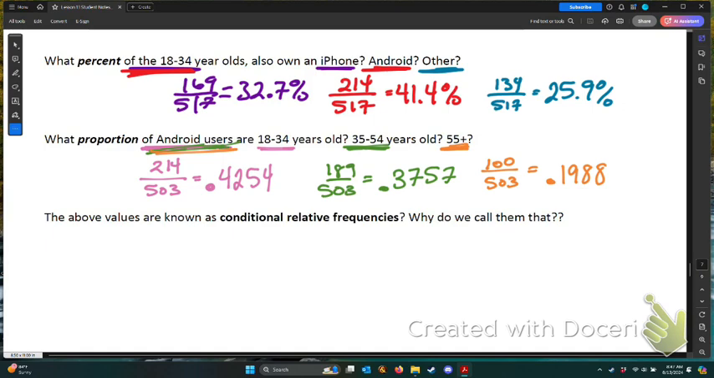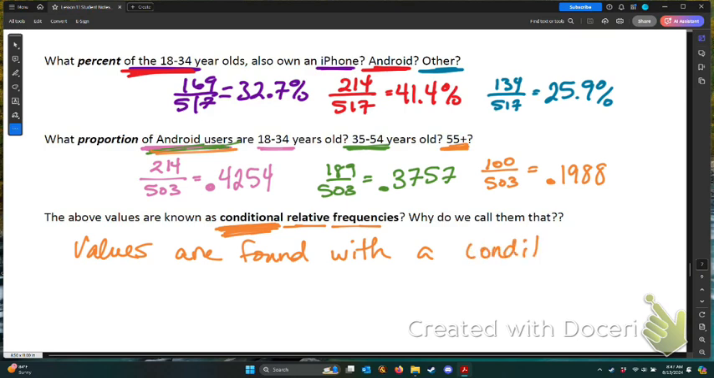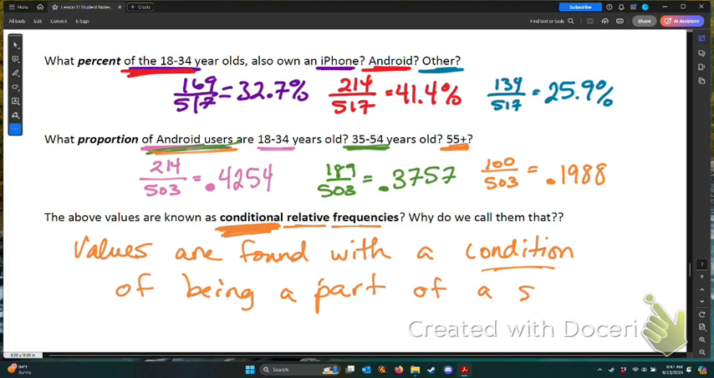Ladies and gentlemen, these are known as conditional relative frequencies. Any ideas why these might be called conditional relative frequencies? Very good. I'm finding these values based on a specific condition of being in one of the particular categories, okay? So the values are found with a condition of being a part of a specific category.